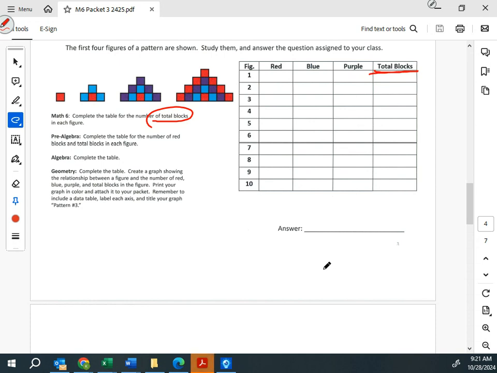How many blocks are in figure 1? Say it out loud for me. How many in figure 2? 3? How many in figure 2? 4? I had a lot of people saying 3. 5? There's 1, 2, 3, 4 in figure 2. How many in figure 3? Not 8. I think some of us are forgetting to count the pink one. Don't forget that pink one. There's 1, 2, 3, 4, 5, 6, 7, 8, 9. And how many in figure 4?